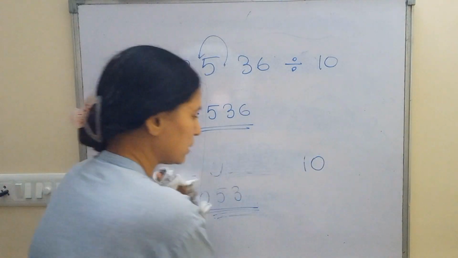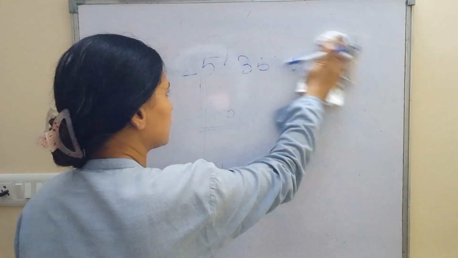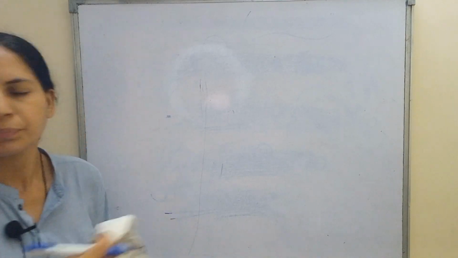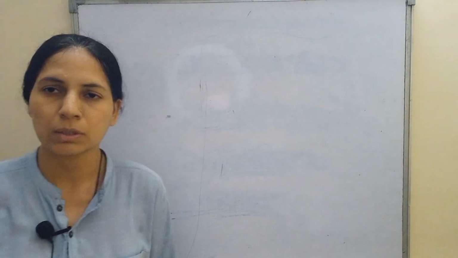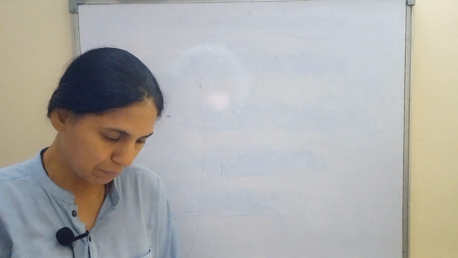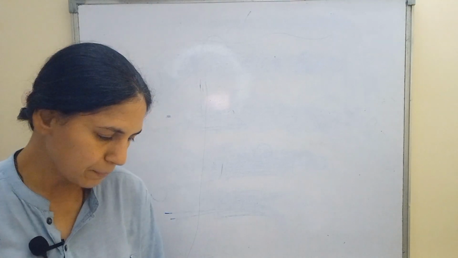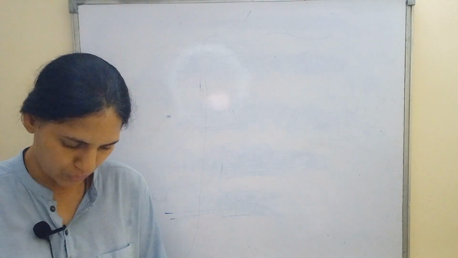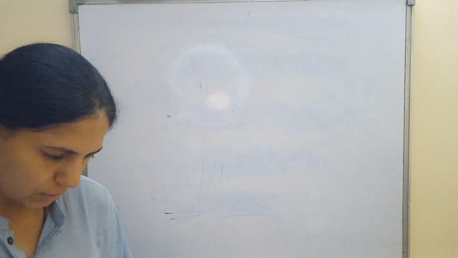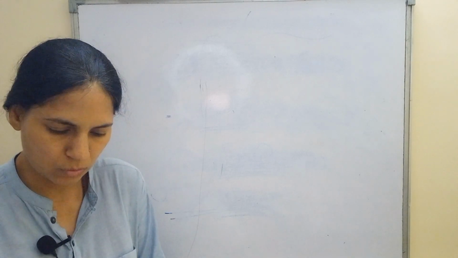Come on, these are to be multiplied by tens, hundreds, thousands and all. What if there is a number? How will you do it? For example, there is a sum here. Just now I saw the sum here.